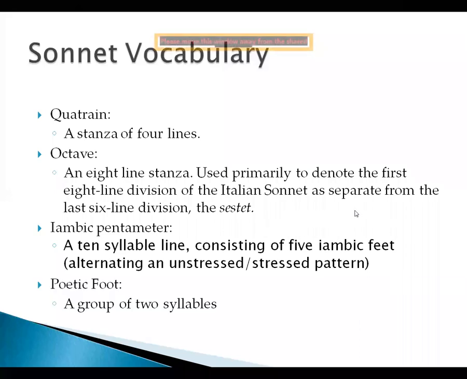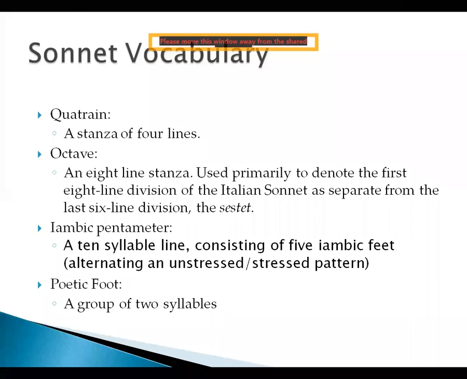Then there is another term that is iambic pentameter. Basically, a 10 syllable line consisting of 5 iambic meter alternating an unstressed or a stress pattern. Basically, in a single line, there are 5 stress and unstressed patterns. We'll discuss this in detail. For the time being, just keep this thing in mind that here in sonnets, especially in case of Shakespearean sonnet, there is iambic pentameter.